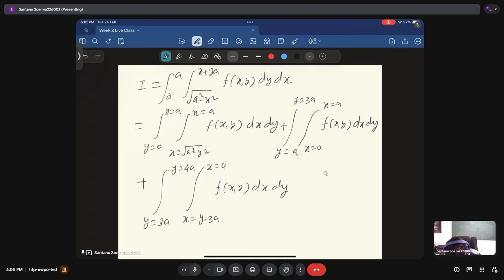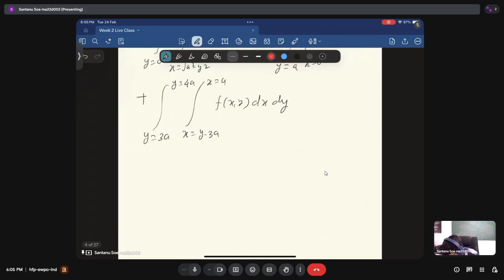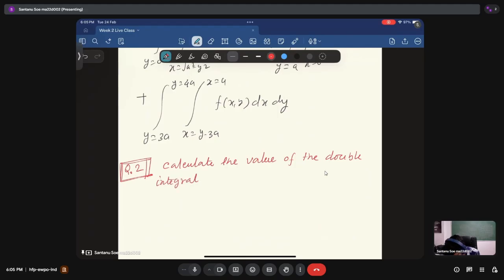So now we're gonna go to the next question. Calculate the value of the double integral from 0 to infinity, 0 to infinity, e to the power minus (x squared plus y squared) dx dy.